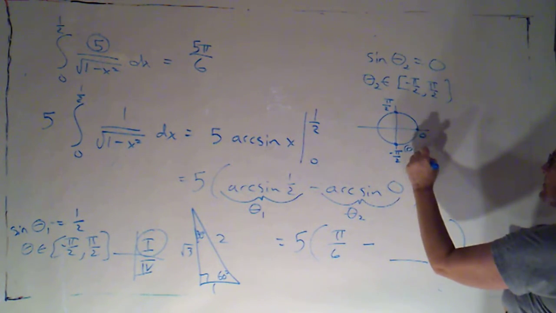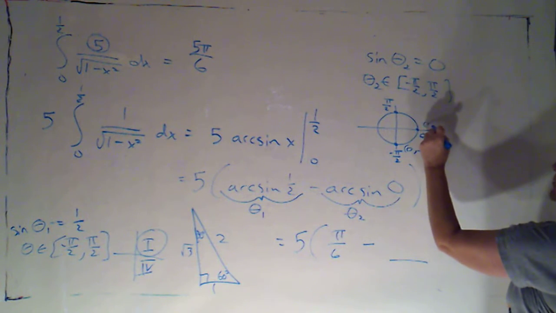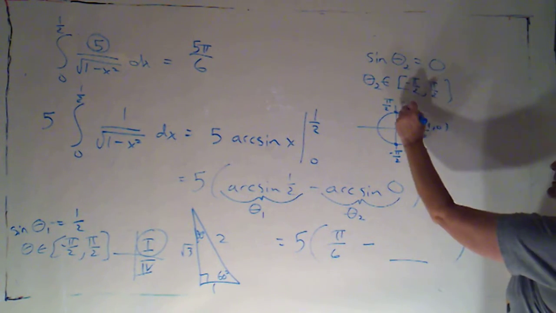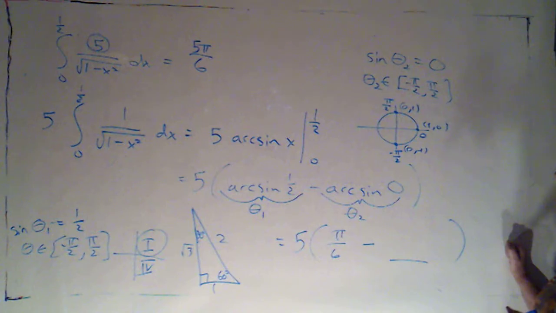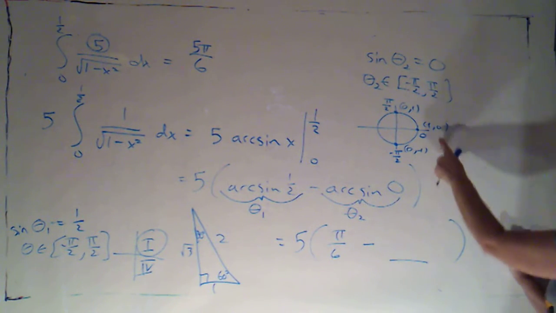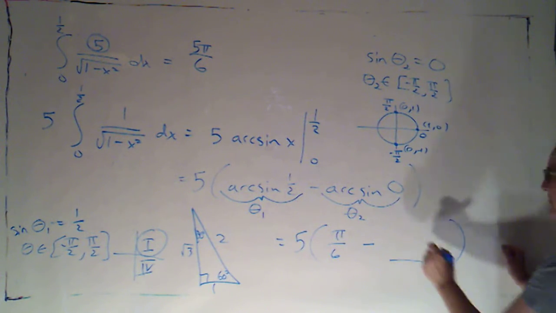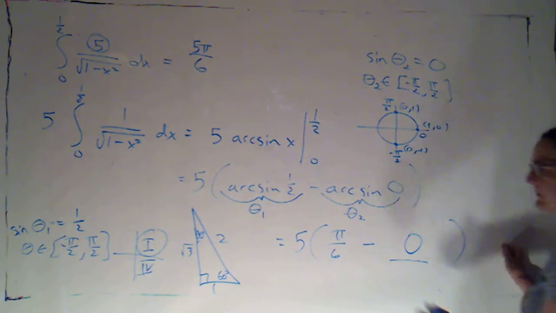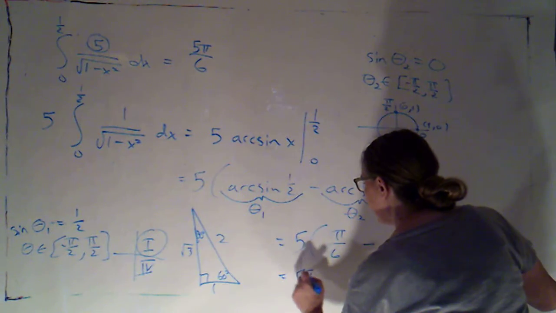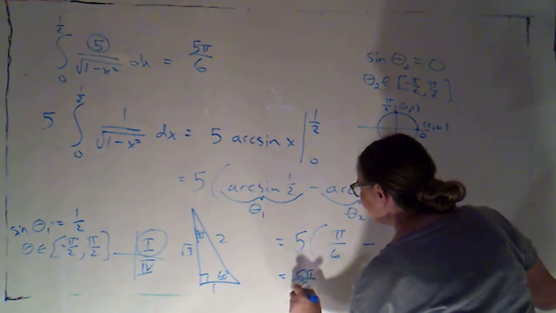Here, we're at the point 0, -1. Here, we're at the point 1, 0 on the unit circle. And here, we're at the point 0, 1. Remembering that sine is the y value, the only one of those points that has a y value of 0 is 0. So we're subtracting 0, and so we just get 5 pi over 6.